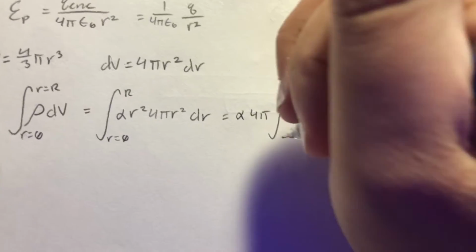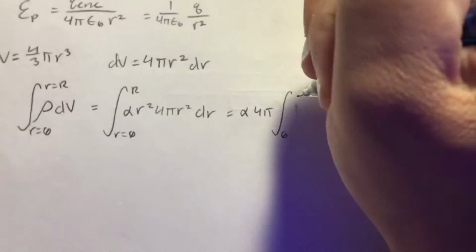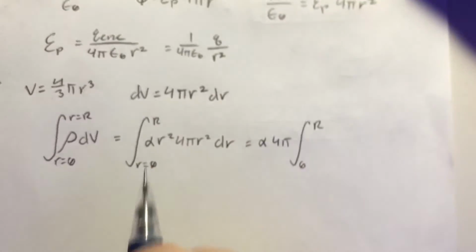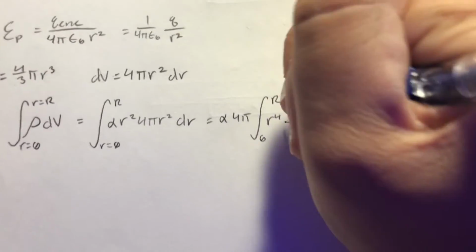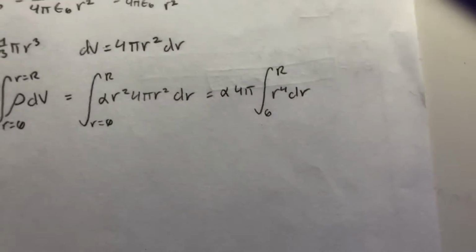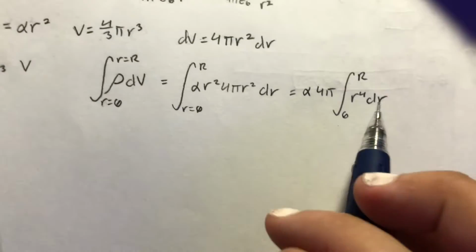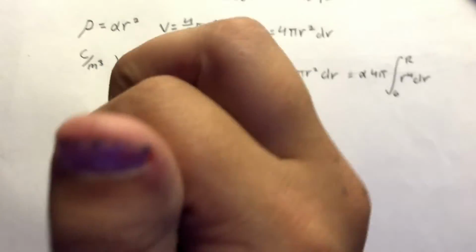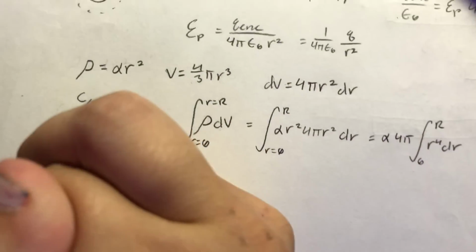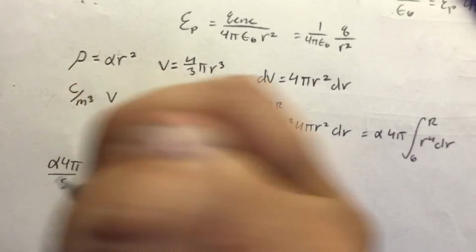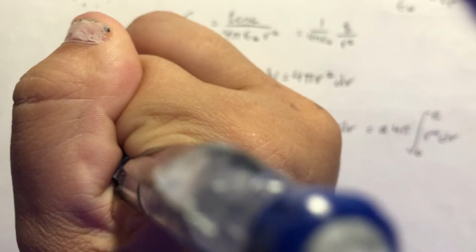So then we're taking the integral from r equals 0 to big R of r squared times r squared. It's just going to be r to the 4th dr. And then integrating, that's just going to be our reverse power rule. So that's, again, alpha 4 pi is that constant. We're going to divide by 5, and it's going to be r to the 5th.